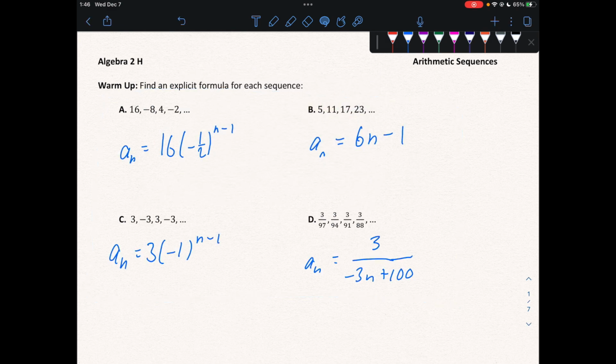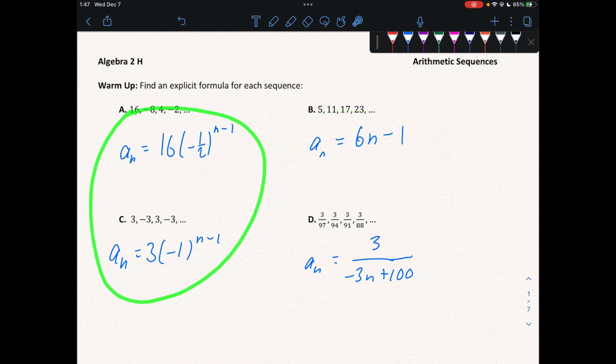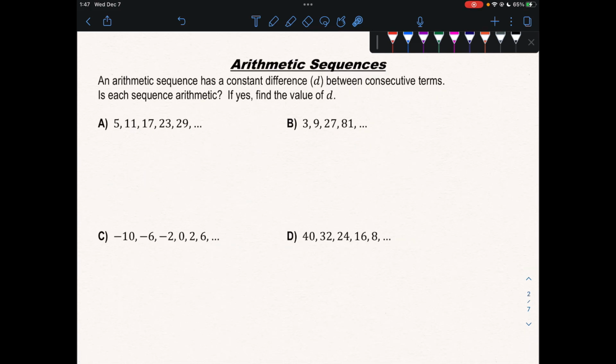Okay, here are the answers you should have come up with for these four. If you did not come up with them, don't worry. Today we're going to learn how to do these, and in my next video we'll learn how to do these. Much easier than just simply guessing. Okay? So let's talk about arithmetic sequences.